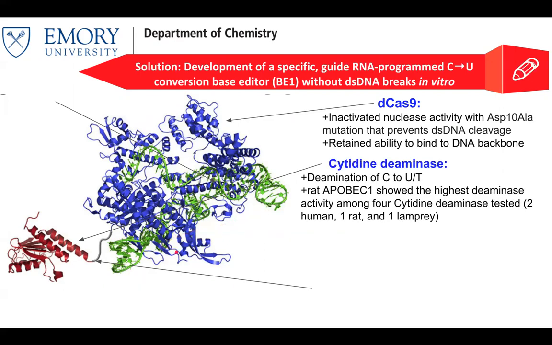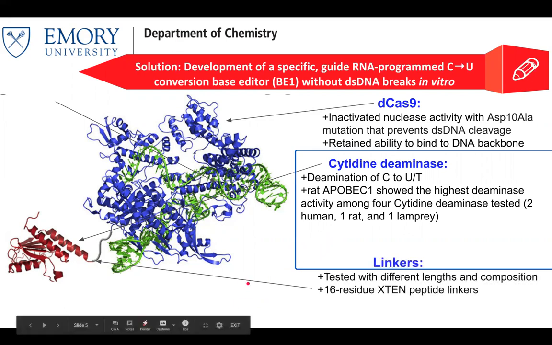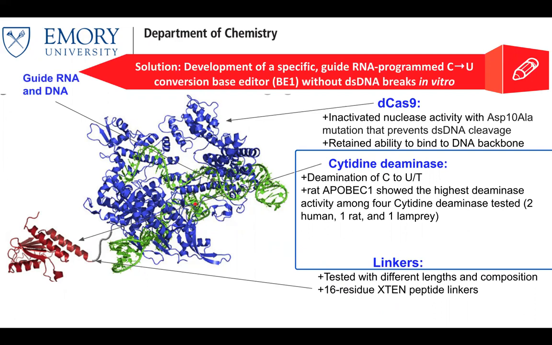And then they also used a cytidine deaminase that can convert a cytosine into a uridine, which has thymine base pairing properties. They screened different cytidine deaminases in rat, in humans, and in fish, and they chose to proceed with the rat version because it had the highest deaminase activity. They also tested different linkers to connect the cytidine deaminase and the Cas9 protein with different lengths and compositions. Most notable is the 16 amino acid XTEN peptide linker. And the green one is the guide RNA and DNA complex that I'll go over in a little bit.